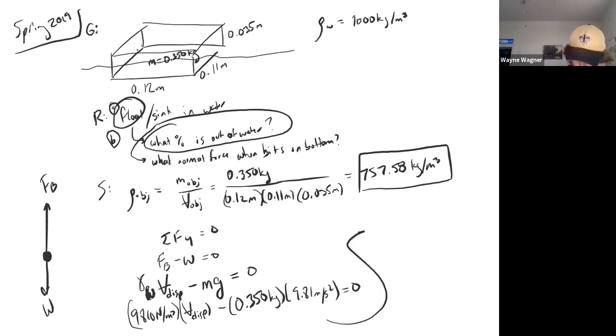So we'll solve for the volume displaced. What is the volume displaced in this case? 0.350 times 1 divided by 9810. Wait, what am I doing wrong here? Did I do something wrong?